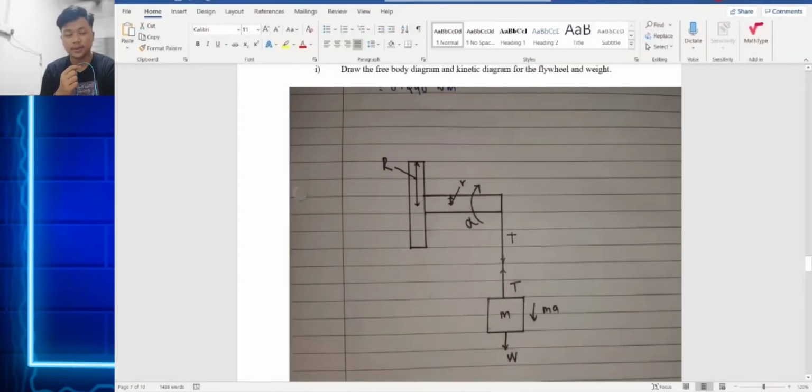Okay, next we go to the discussion. The first question is, draw the free body diagram and kinetic diagram for the flywheel and weight. As you can see, I have drawn the free body diagram of the flywheel and weight. So this is the picture that I have drawn.